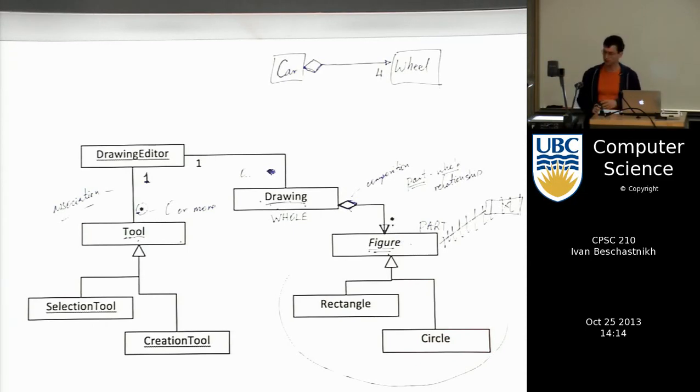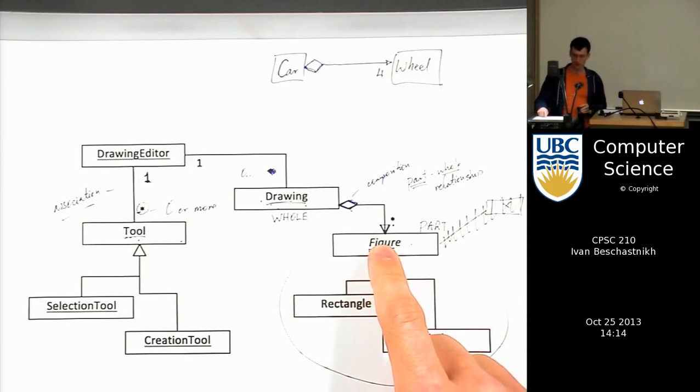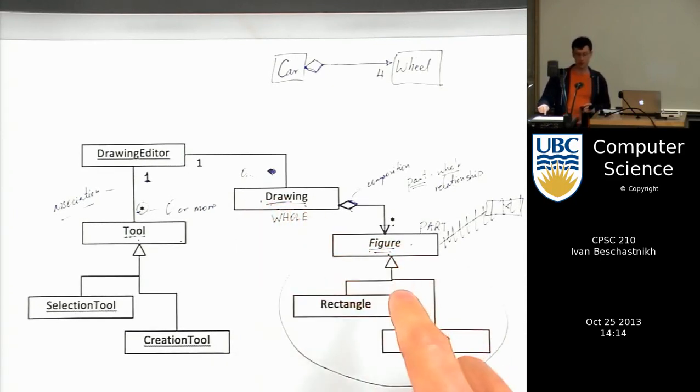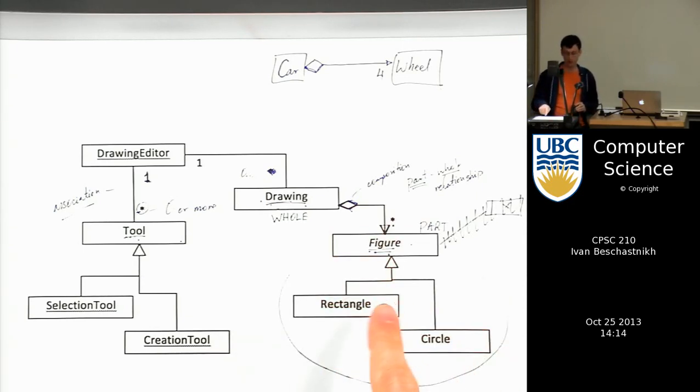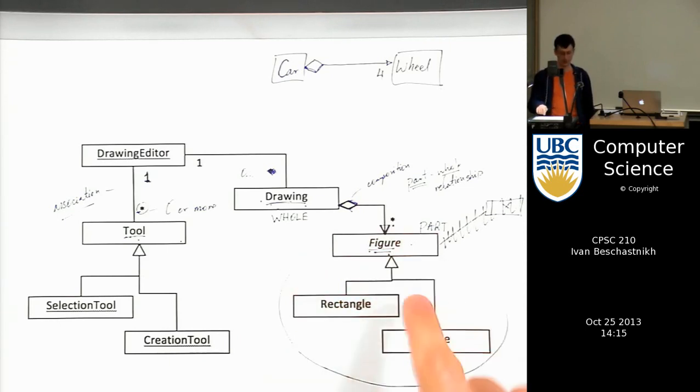It doesn't, right? So I have this arrow. This arrow indicates that my drawing may refer to my figures. Obviously, it needs to know about its parts, right? But this arrow is one way, so my figure doesn't know about my drawing. So as far as I'm concerned, from an implementation point of view, this is done. I'm finished with this relationship.